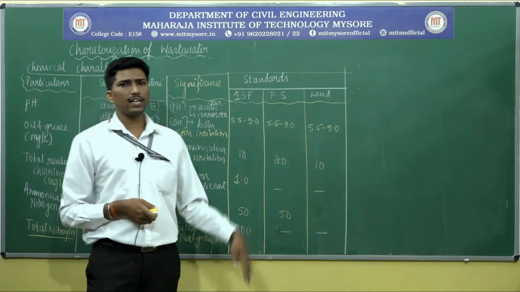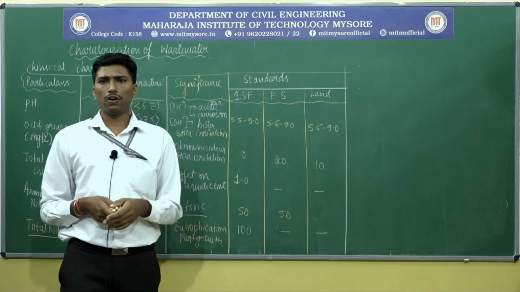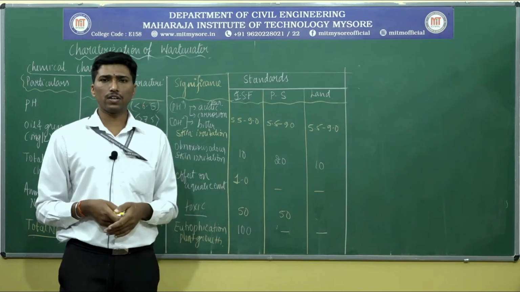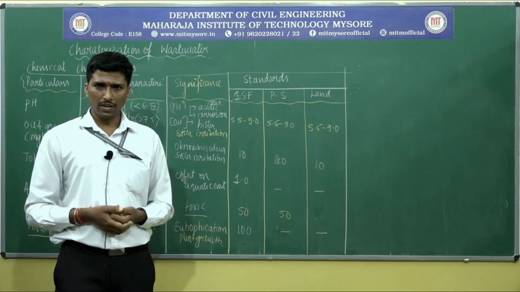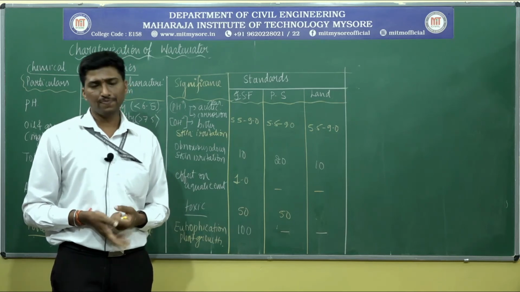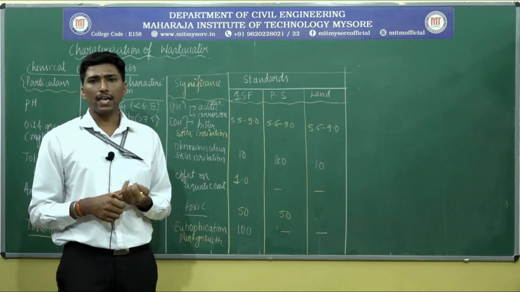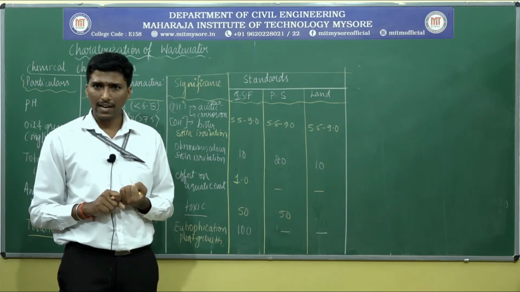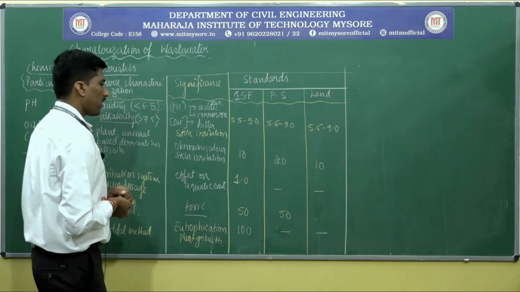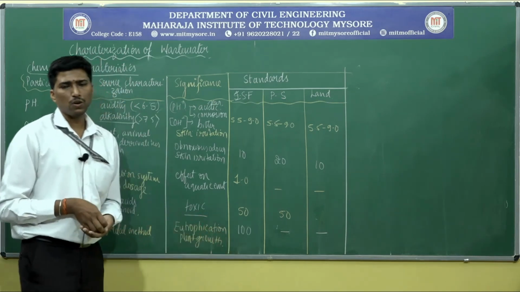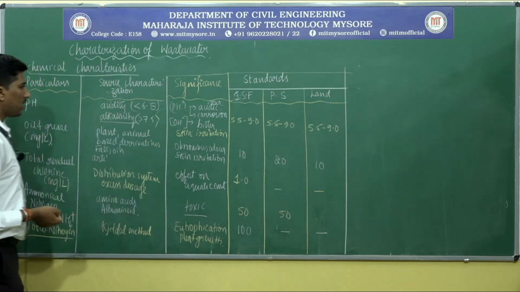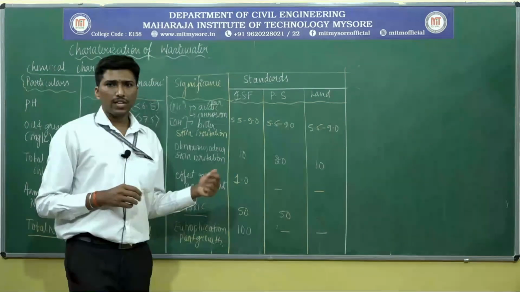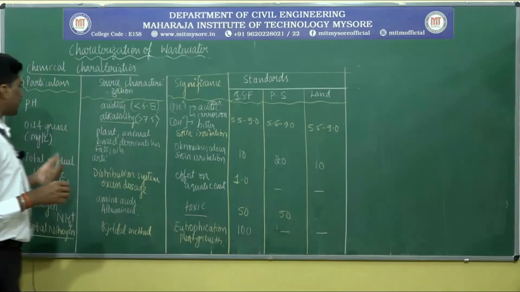What happens if it is directly drunk, or utilized for consumption purpose? If it is utilized for the consumption purpose, it mainly affects the infants. That's why the limit is restricted only to 100 mg per liter. With few more things, let me complete it.